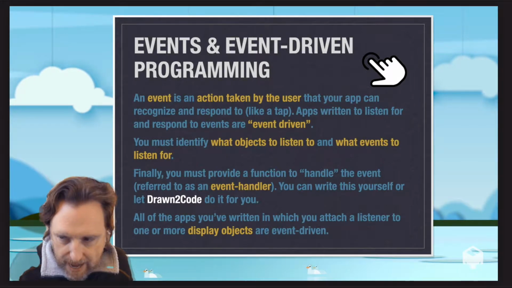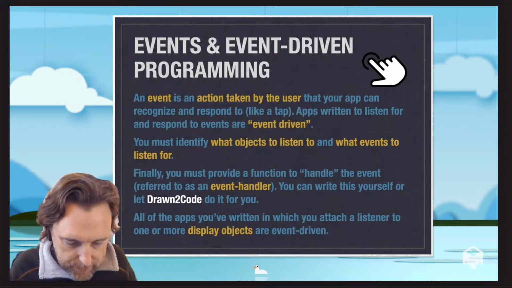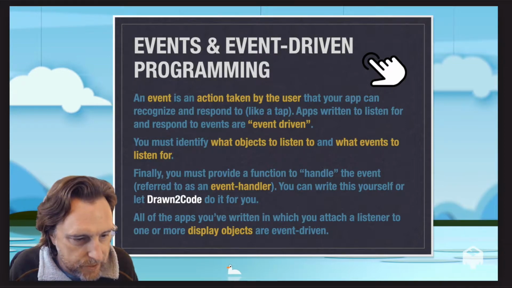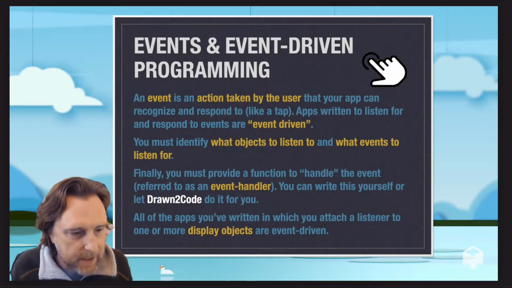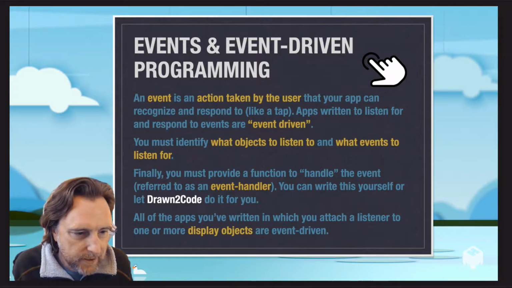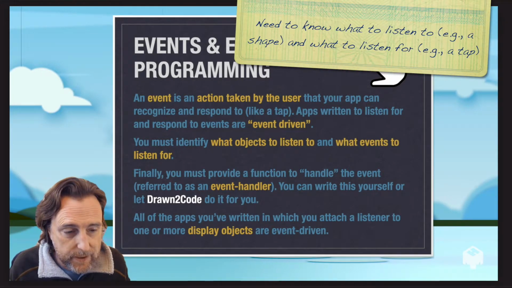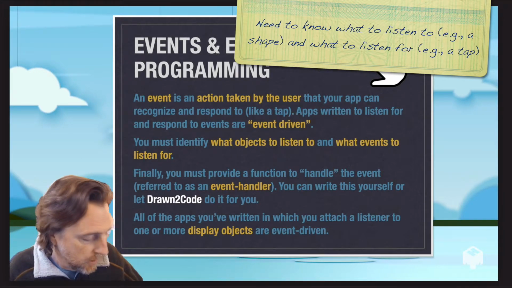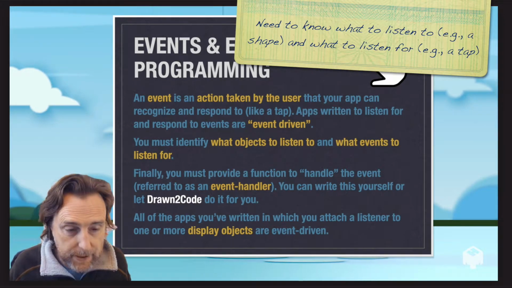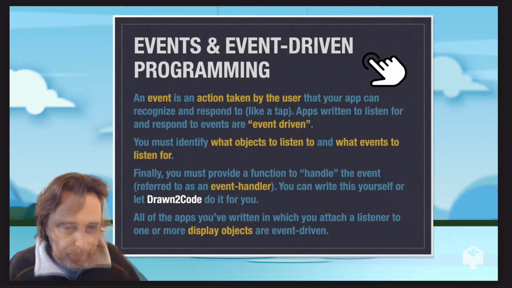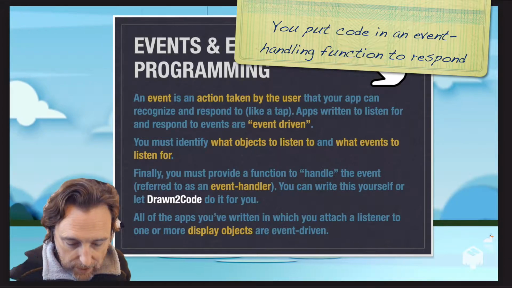The user's action of tapping or touching the screen is an event, and we can write programs that listen for events and respond to them in some way that's appropriate to the nature of the event. To make an event-driven program, you need to identify what you want to listen for, for instance a shape or a button or another widget of some kind, and specifically what type of events you want to listen for as well, be it a touch or a press or a release. And then you have to supply one or more functions to handle events when they occur.